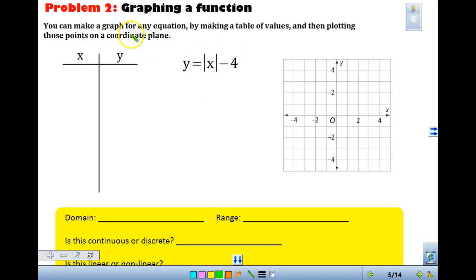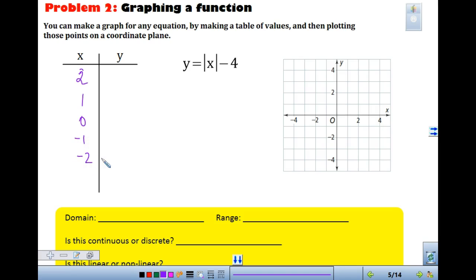So it says you can make a graph for any equation by making a table of values, then plotting the points. And we're going to plot them as we make them. So we are going to start with a positive value of 2. We're going to have 2, 1, 0, negative 1, and negative 2.